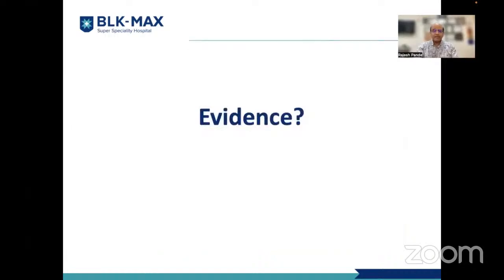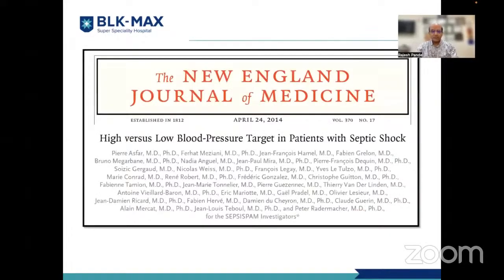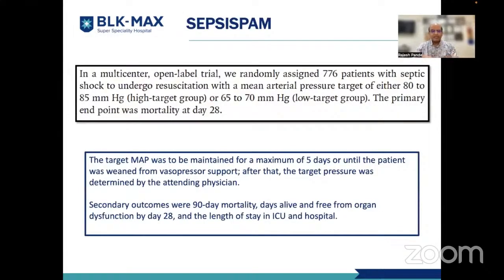Let us look at the evidence. This was the famous SEPSISPAM trial, published in the New England Journal, where they looked at high versus low blood pressure target in patients with septic shock. This was a multicenter open-label trial where 776 patients with septic shock were randomly assigned to undergo resuscitation, either with a mean arterial pressure target of 80 to 85, or 65 to 70, which was considered the low target group.